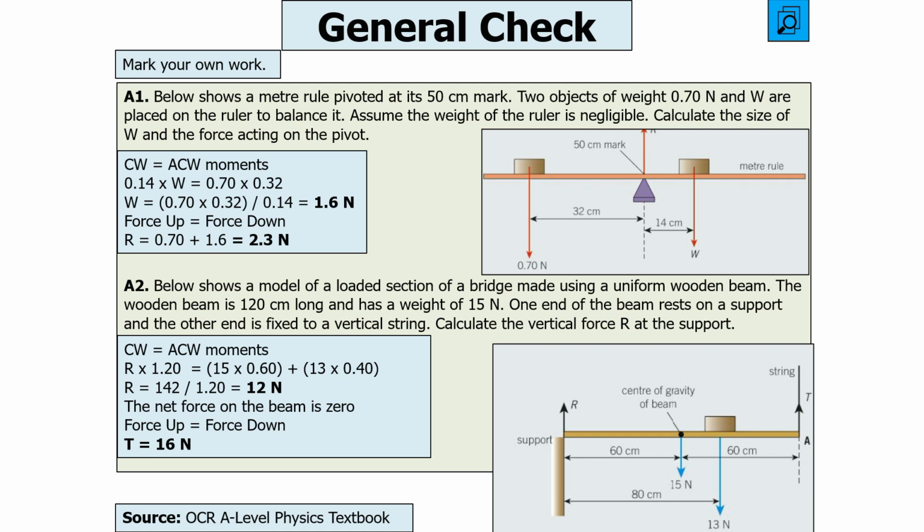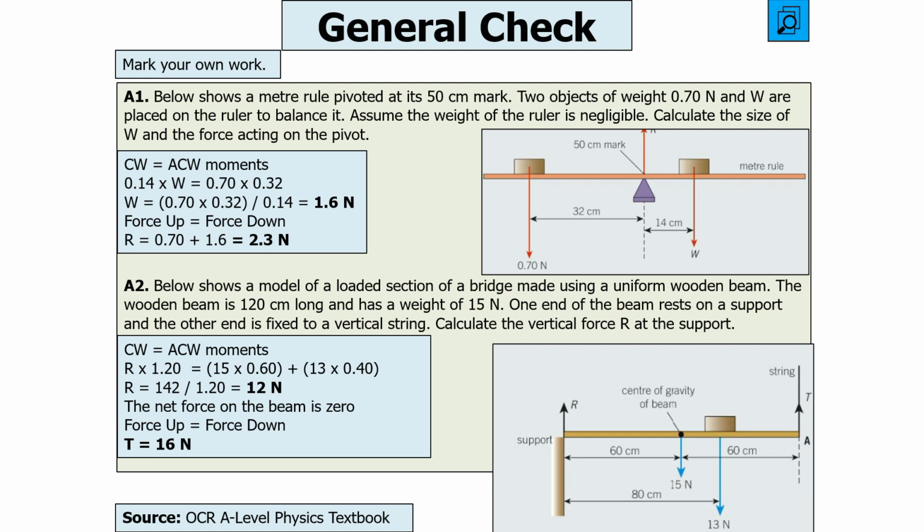So you can work out your clockwise moment by doing 0.14, converting centimeters into meters, times that force, W, because moment is force times distance, equal to 0.70 times 0.32. We rearrange it, make W the subject, and we get 1.6 newtons. We can then also say the total force down equals the total force up because it's balanced. So therefore, the force up, R, is equal to 0.70 plus 1.6, which is 2.3 newtons.